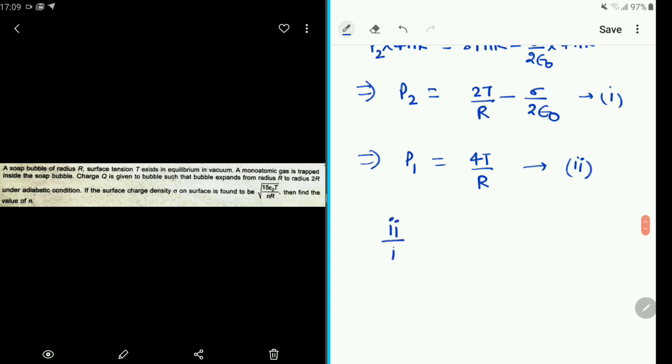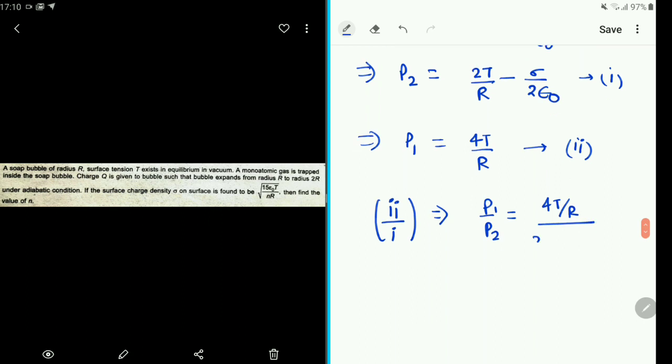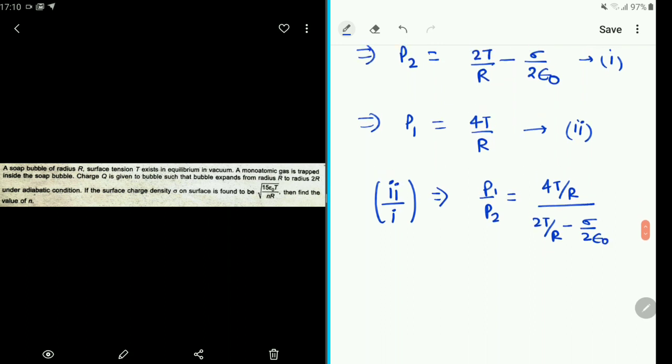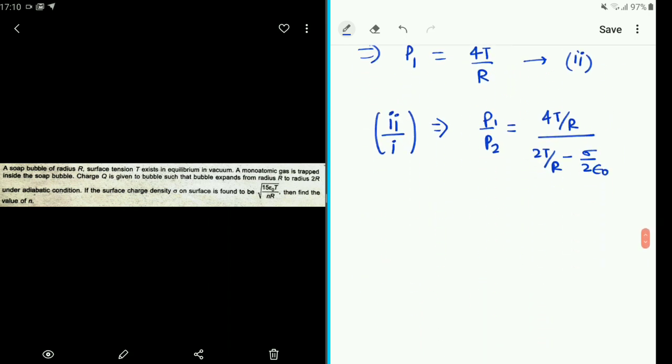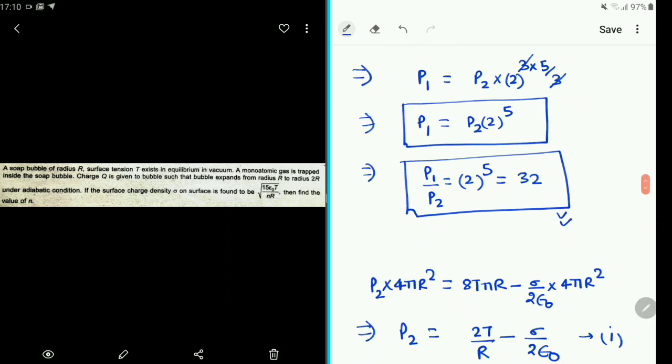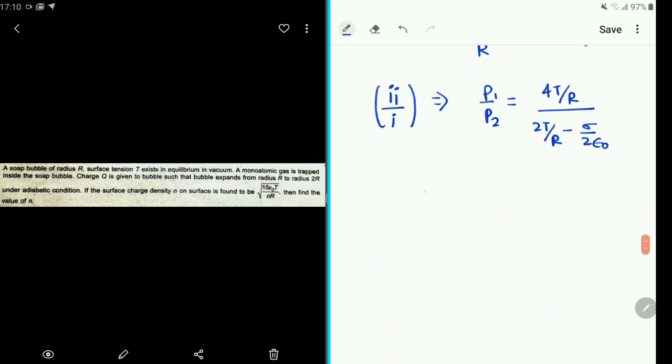Let's call these two equations 1 and 2. Divide 2 by 1, and we'll get the ratio P1 by P2, which will be 4T by R over 2T by R minus sigma square upon 2 epsilon naught. I'm again repeating that I left out a square there, that will be sigma square. You must know that electrostatic pressure is sigma square upon 2 epsilon naught. And we also know that P1 by P2 is equal to 32.